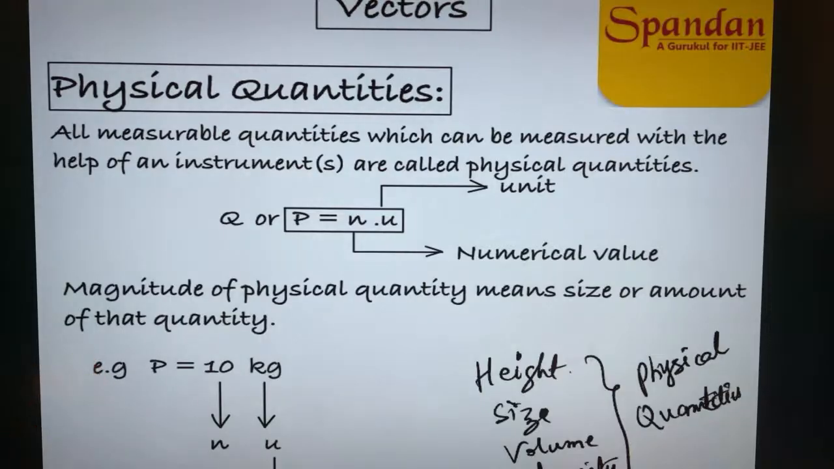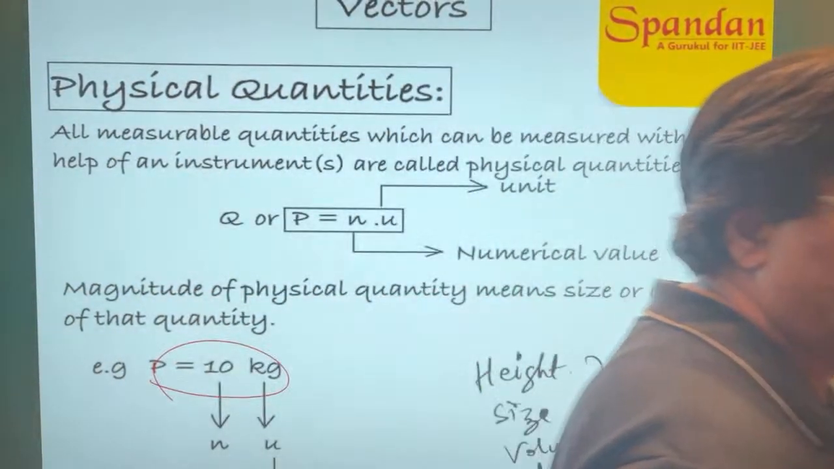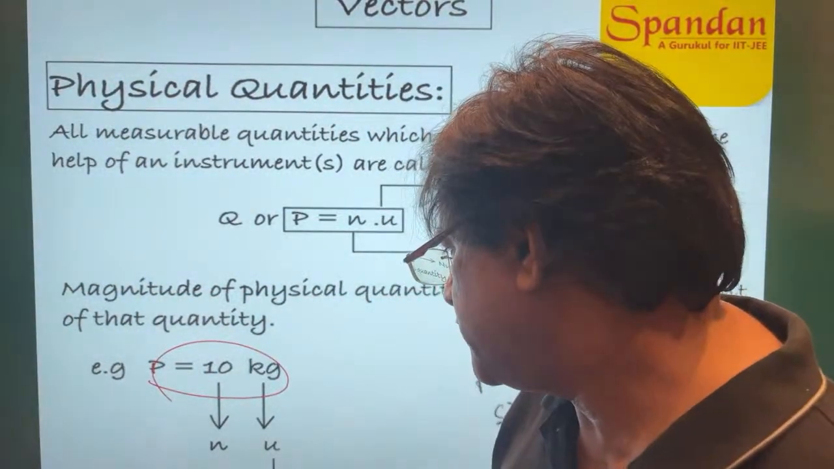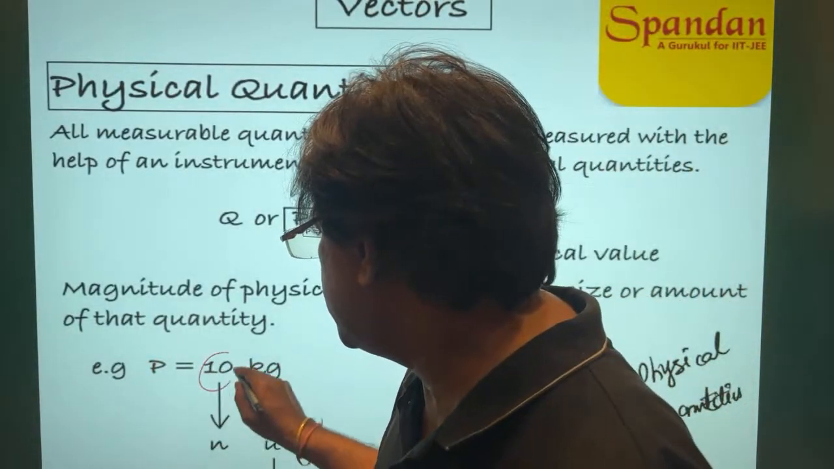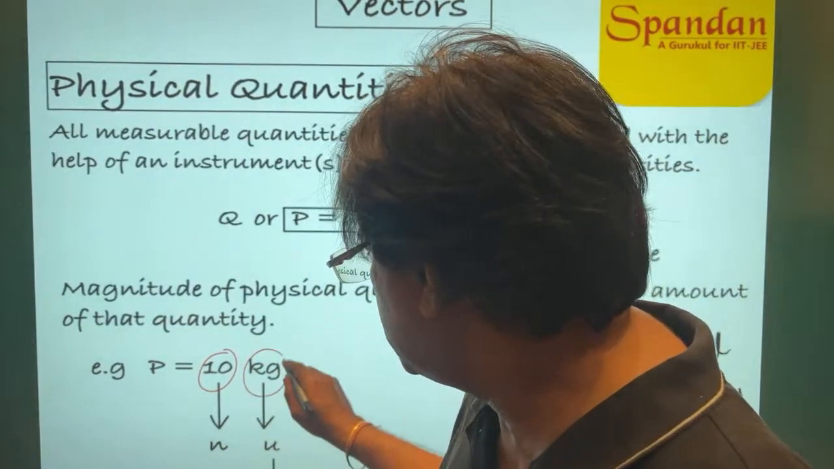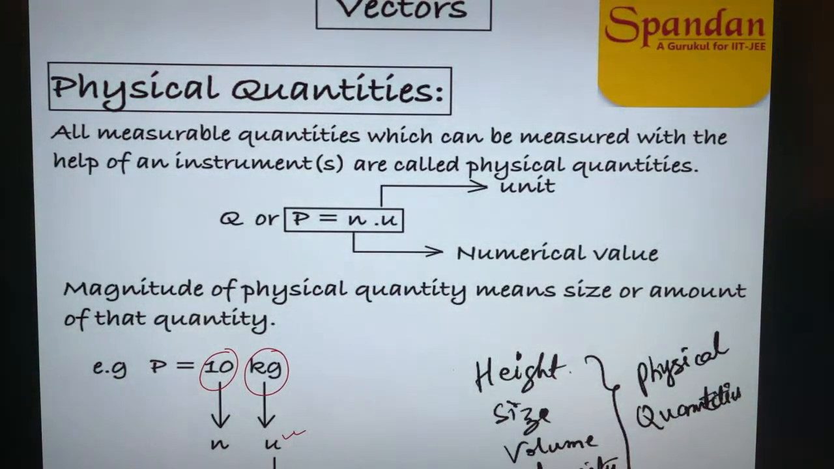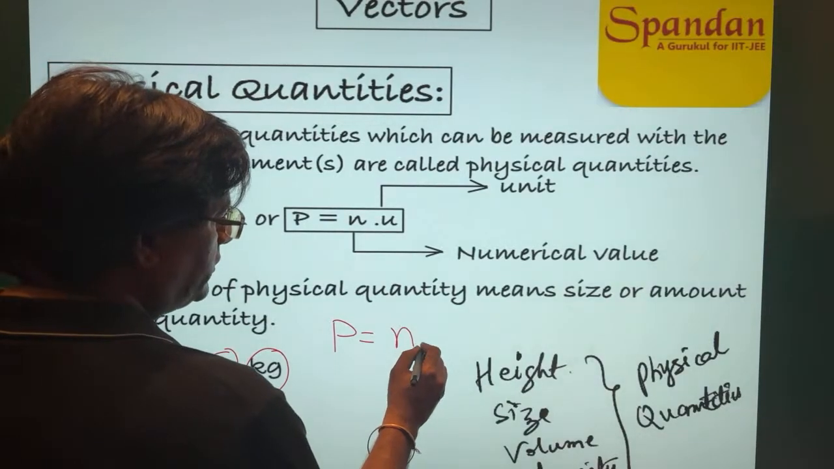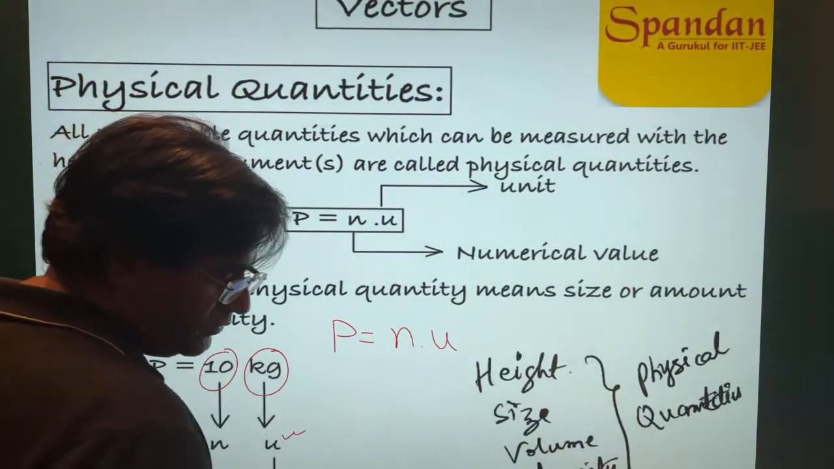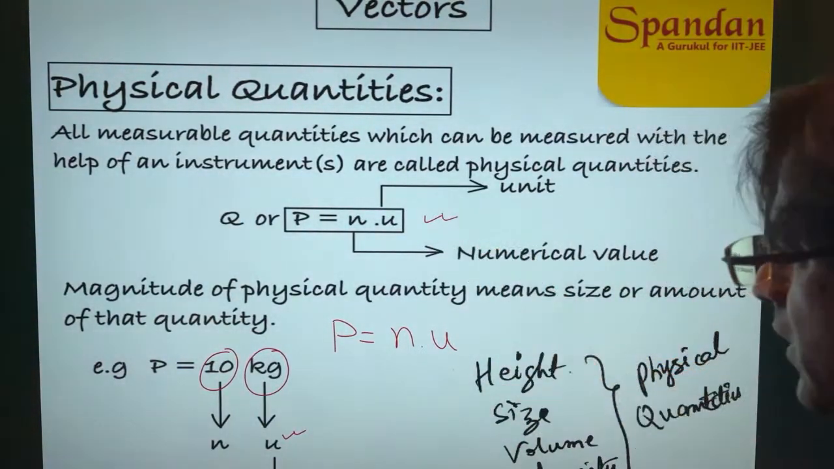So for example, say we are taking a physical quantity, say mass of 10 kg. So if we are taking say mass of 10 kg, then we will see that here this 10 represent numerical value and this kg represent a unit. So this is the physical quantity. So this kg is say unit and 10 is say numerical value. That means in a physical quantity we must have two type of quantities, numerical value as well as unit, multiplication of these two. That will represent a physical quantity, right?